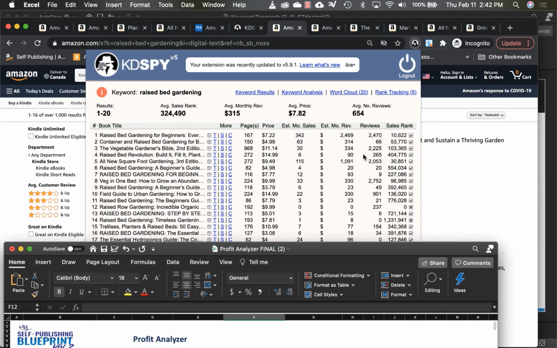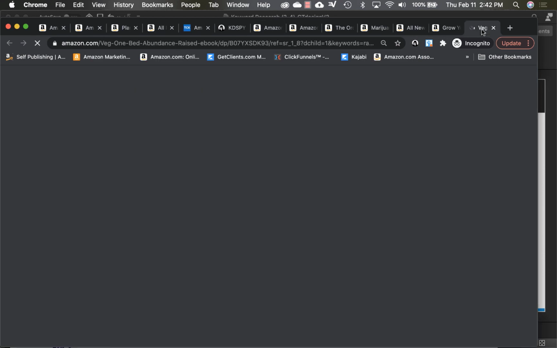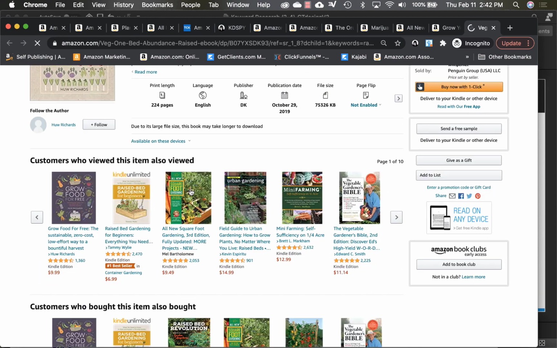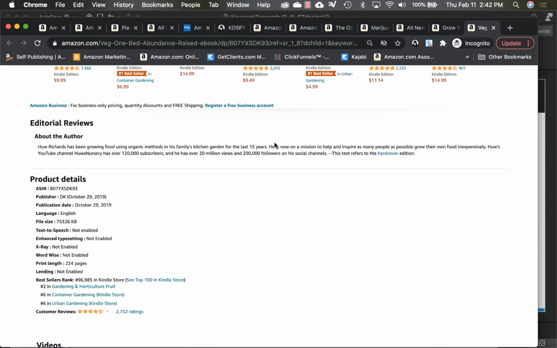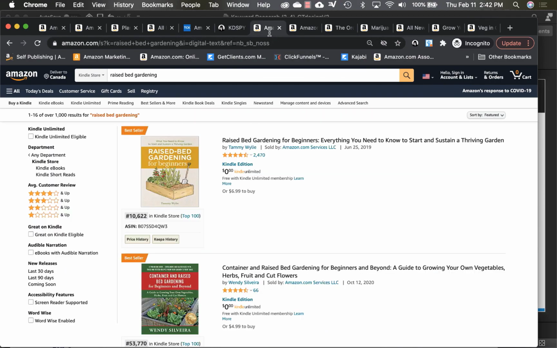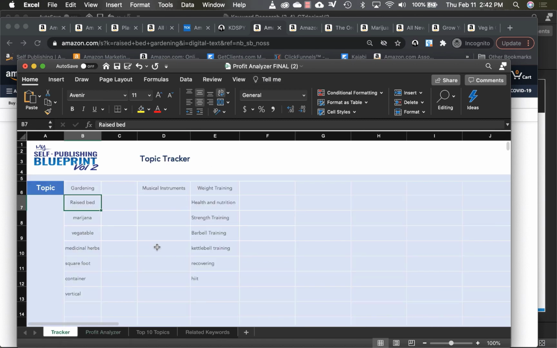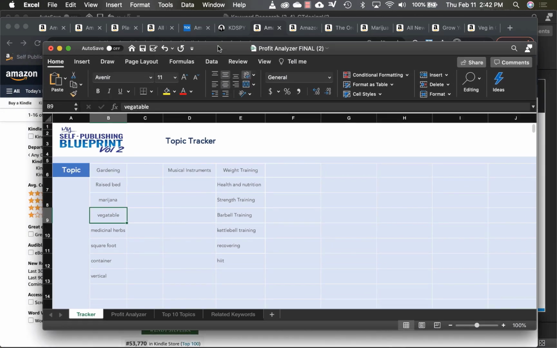Authority figures. I'm just going to put 4. So we got over 2,000 reviews on those ones. All right, so not looking too hot there. So let's go to the next keyword. I'm going to skip marijuana just because you can't run ads, so it's kind of pointless. Let's go to actually square foot gardening.